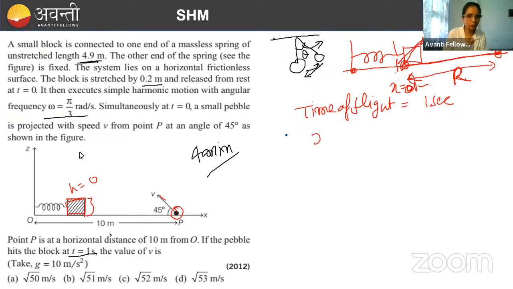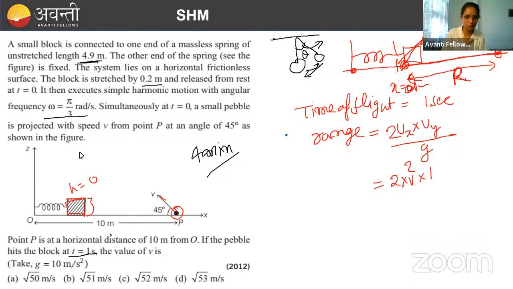Now what will be the value of range? The formula for range you all know, that is equal to how much? It is equal to 2 ux uy by g, if I'm not wrong. Then ux will be v cos theta, uy will be v sin theta. Again, cos theta and sin theta values will be the same, that is 1 by root 2. So what I am going to write here is v square into (1 by root 2) square, that will become 1 by 2, into g. So the 2 will get cancelled and this will be v square by 10.